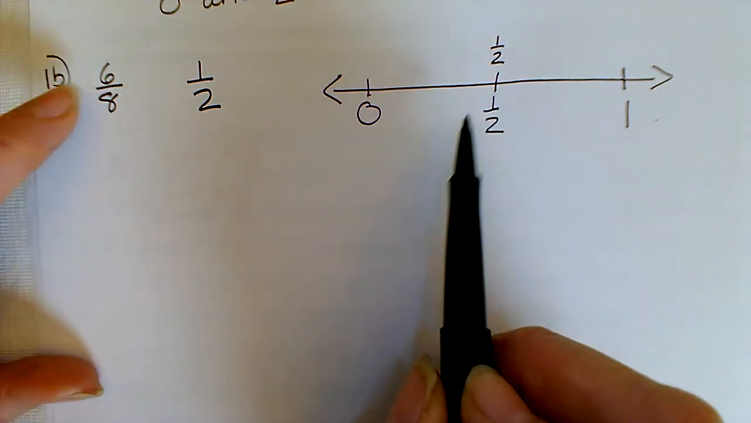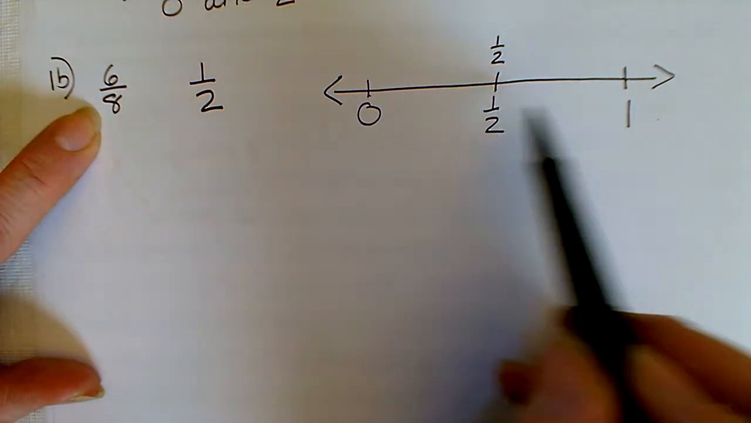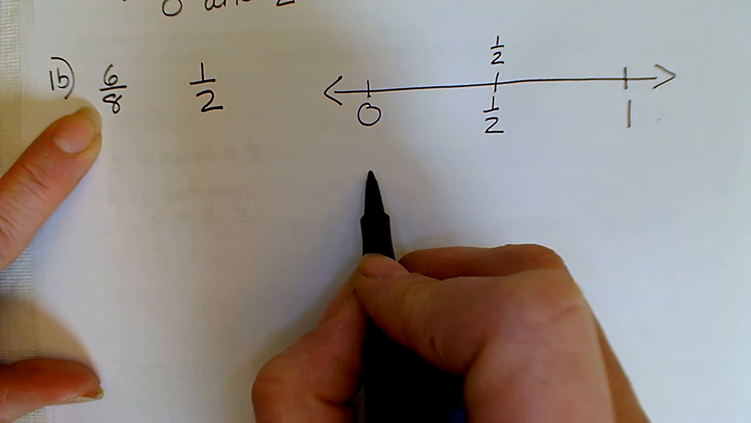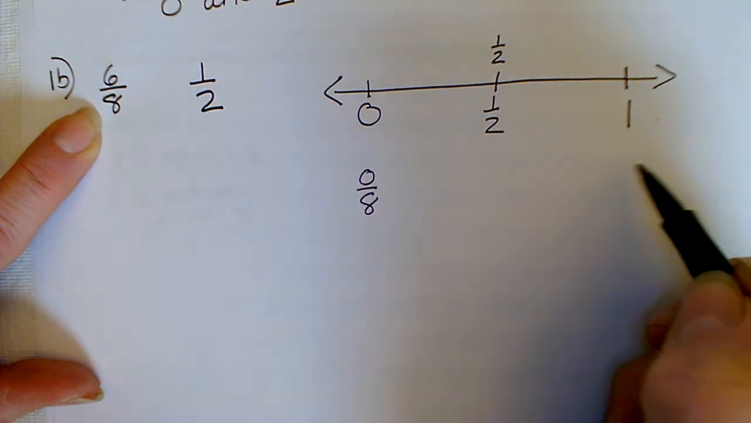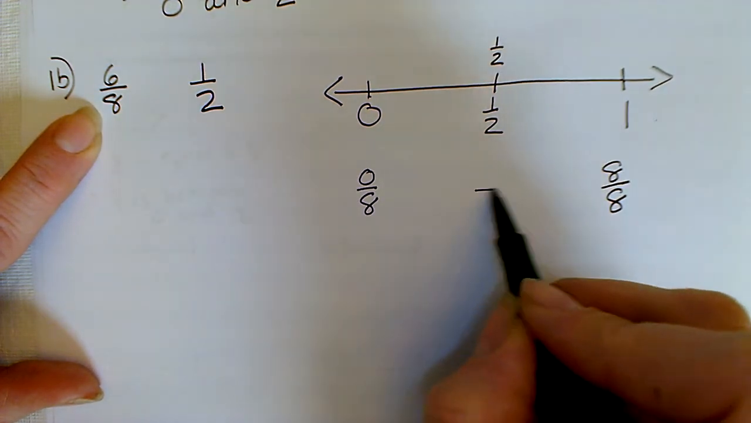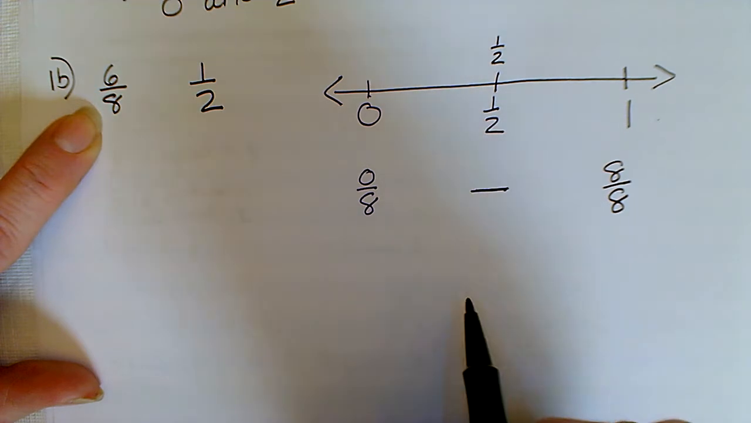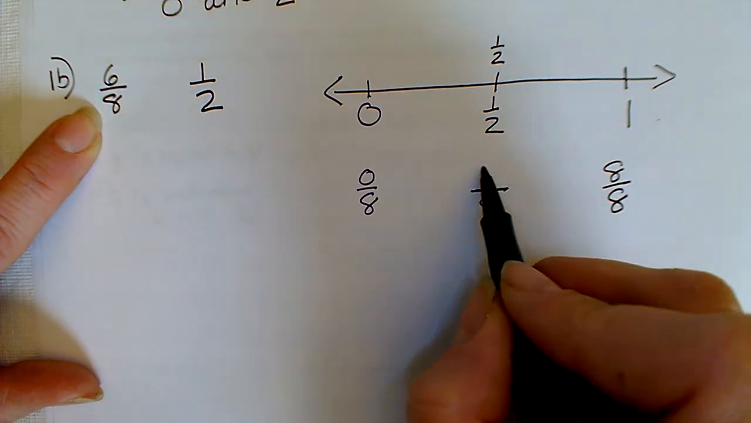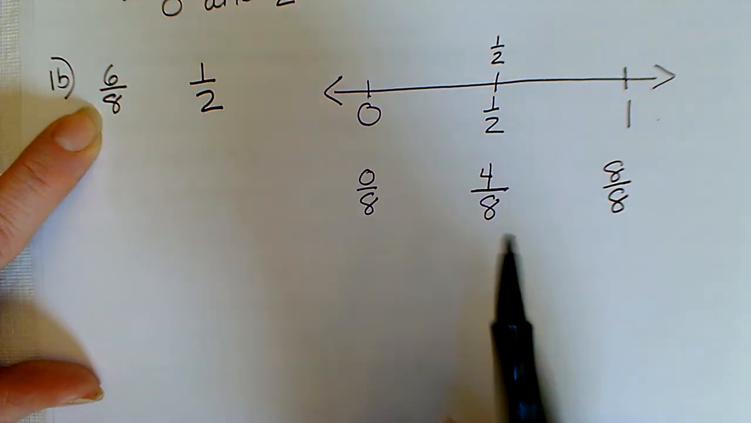But then if I wanted to show 6/8, again, let's turn these benchmarks into eighths. So I know that at 0, I have 0/8. I know that at 1, I have 8/8. What would my halfway mark be? What would my 1/2 be? Well, what's half of 8? Half of 8 is 4.